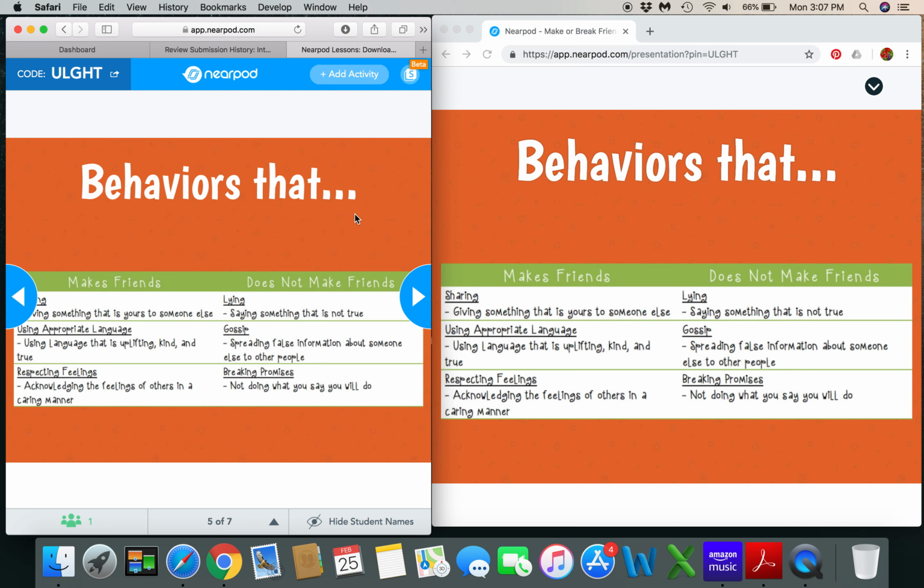And then together we made a chart so that students can get some clear definitions in their mind, because up to this point we've been talking pretty abstractly about behavior and friendships. So right here is a really concrete example for the students to go look over as a class with guided instruction. So we have a column for making friends, and that includes sharing, using appropriate language, and respecting feelings. And then we have behaviors that do not make friends that we've already gone over, such as lying, gossip, and breaking promises. Again, the point of this slide is to just give students concrete examples and definitions of what these behaviors look like.